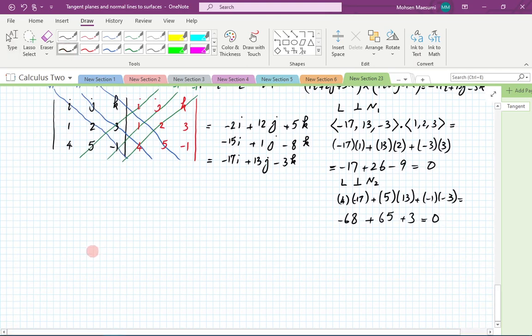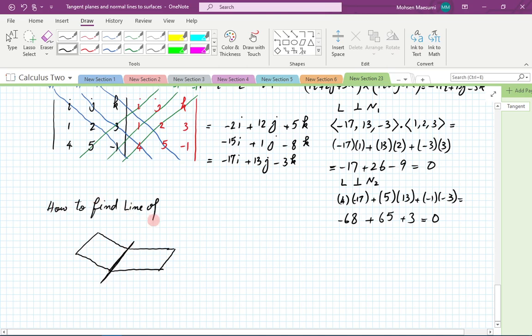Review item number 2. Suppose I have a plane and then I have another plane. These are going to be our actual tangent planes. If you have two planes and they are intersecting each other, how do I find the line of intersection? So the question is how to find the line of intersection of two planes.